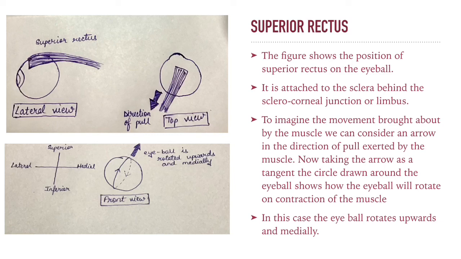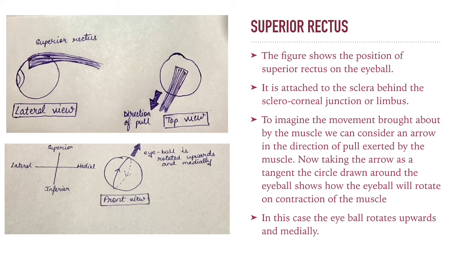To imagine the movement brought about by the muscle, we can consider an arrow in the direction of pull exerted by the muscle. Now, taking this arrow as a tangent, the circle drawn around the eyeball shows how the eyeball will rotate on contraction of the muscle.